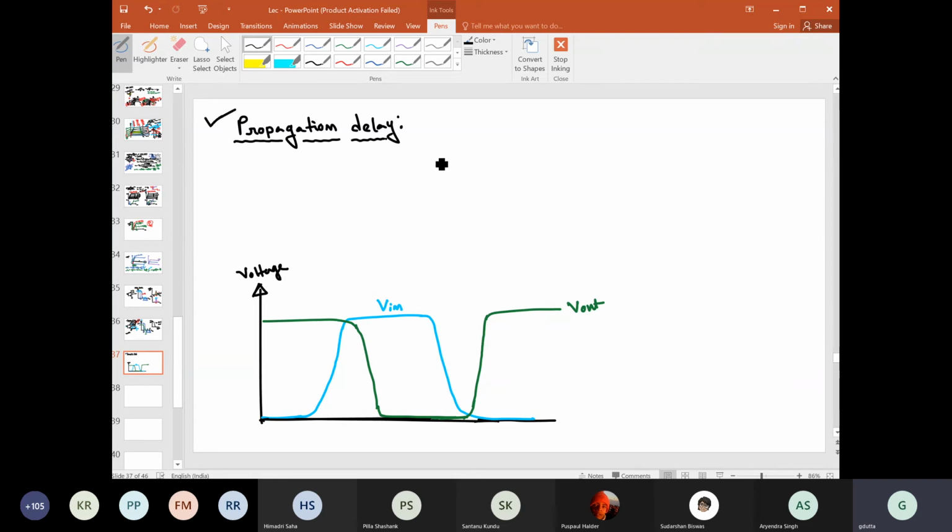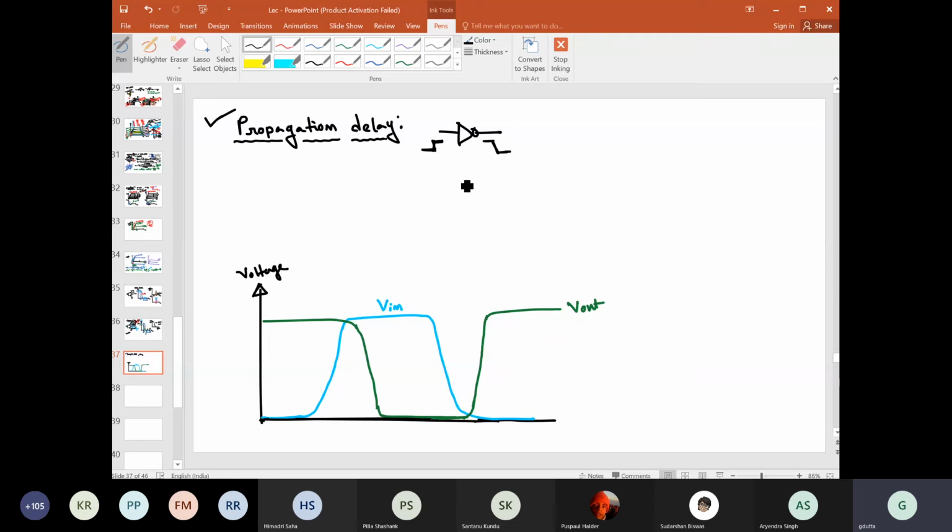Propagation delay means, suppose you have a gate, let us say this is the inverter gate, and if you change the input, then how quickly the output will change. That is basically the propagation delay. If you change the input, how quickly will the output change?